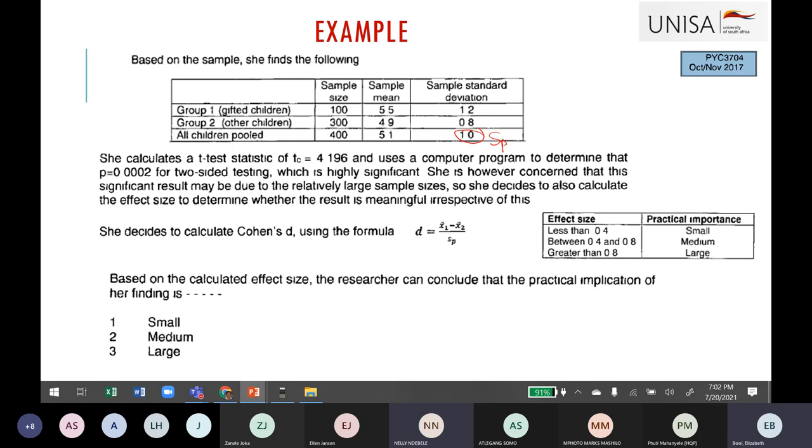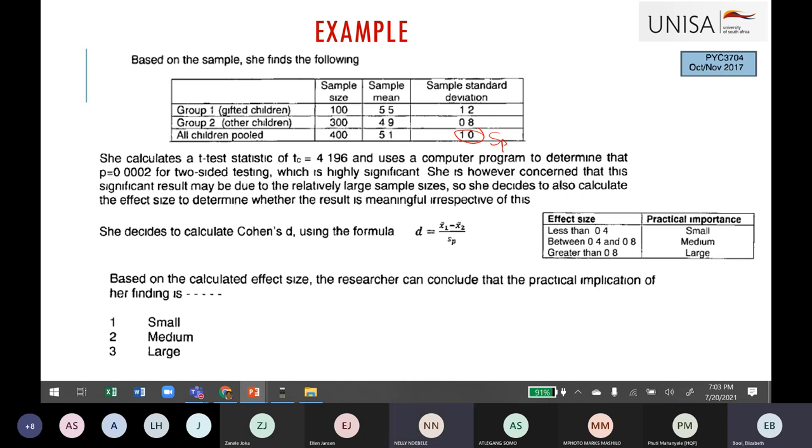They also tell you that the researcher calculated the test statistic and found it was 4.196. They used a computer program to determine the p-value, the probability for a two-tailed, non-directional test, and found it was 0.02. So if we want to find the one tail on this, we'll have to divide this by two. So a two-tail test, which is highly significant.